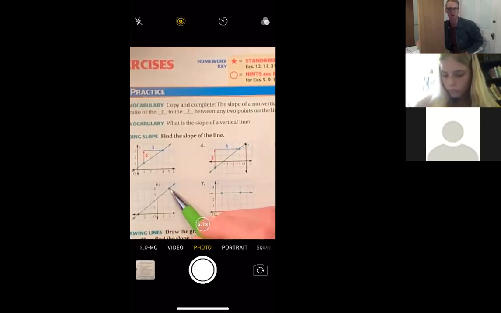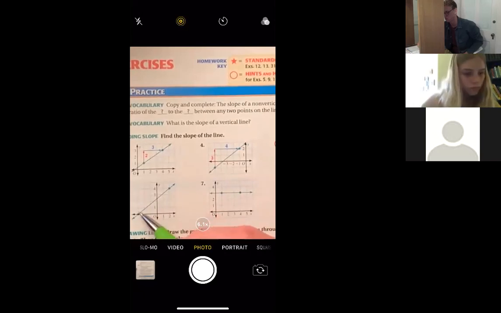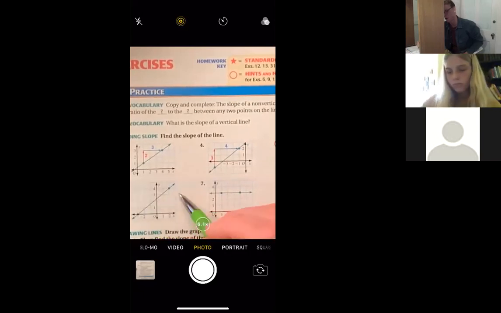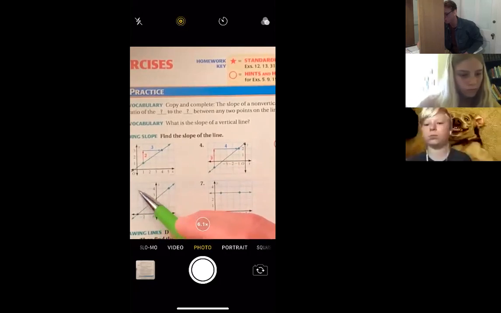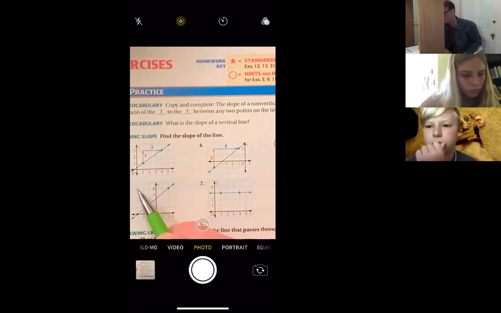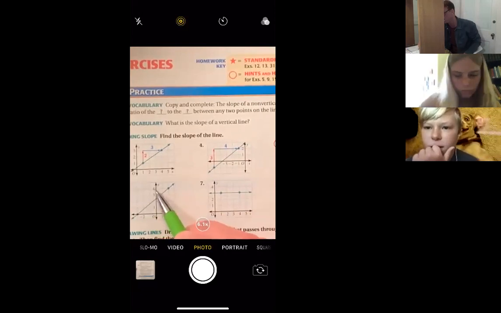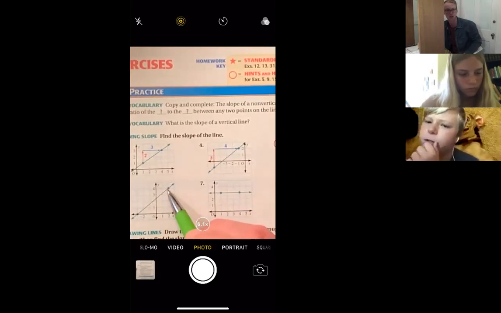Negative 3. Going to the right. Remember, it's going to the right. So, look at my camera. You see my camera? I'm going to rise 1, 2, 3, 4. I'm going up 4. And now I'm going to go to the right. 1, 2, 3, 4, 5. Do you see how I did that?